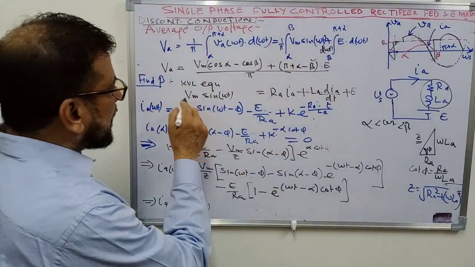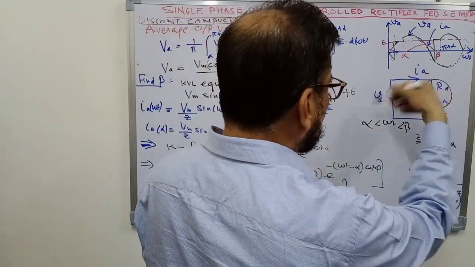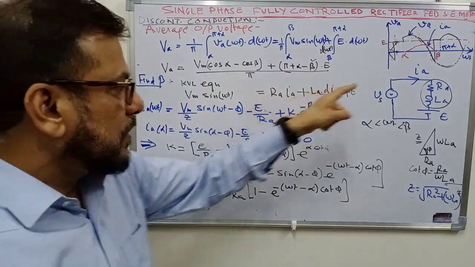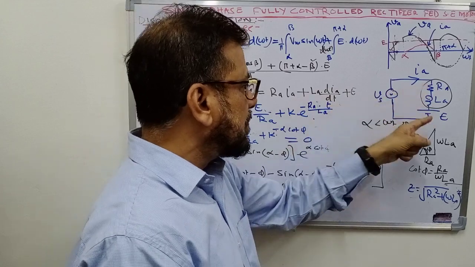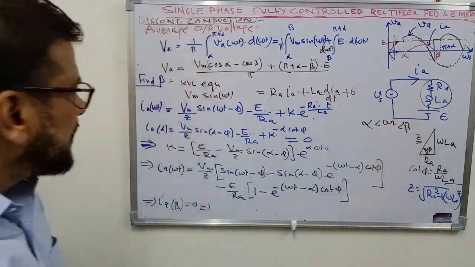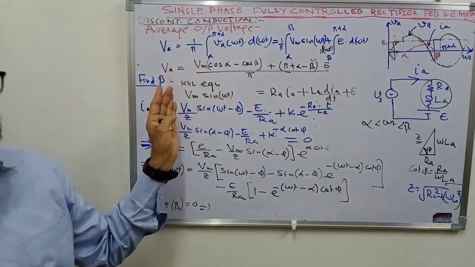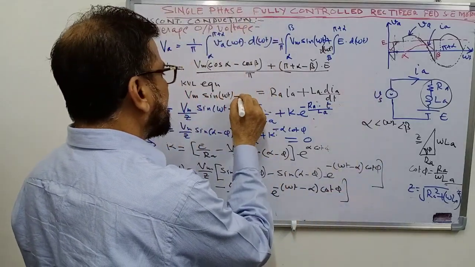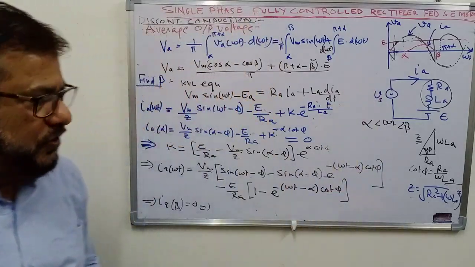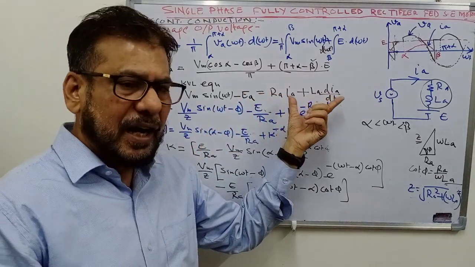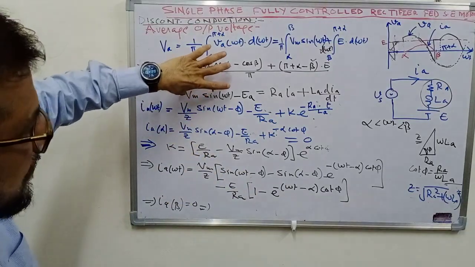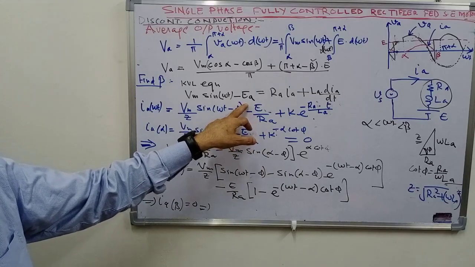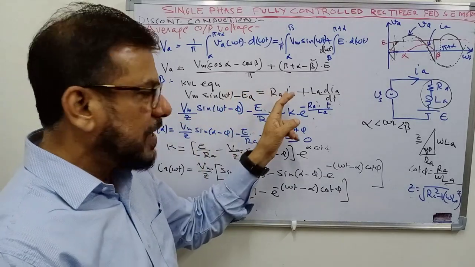Now apply Kirchhoff's voltage law here and see what the equation is. It is Vm sin omega t, the source voltage, is equal to Ra Ia plus La di over dt plus the back EMF E. Now this back EMF E you can take on the left hand side and write the equation with minus E. So you can say that now there are two sources acting on the RL circuit. One source is the AC source Vm sin omega t, the other is the DC source having magnitude minus E. So you have to solve for the current Ia.